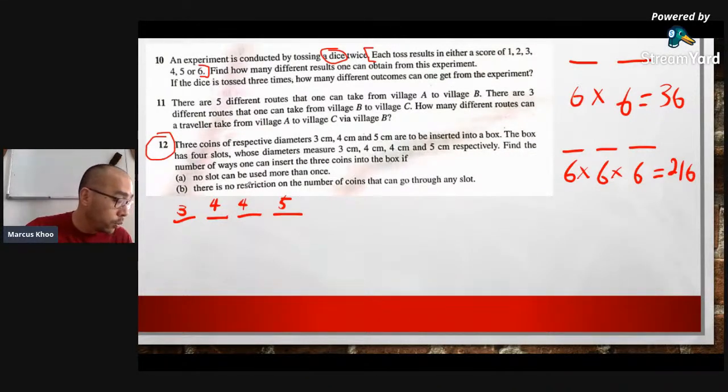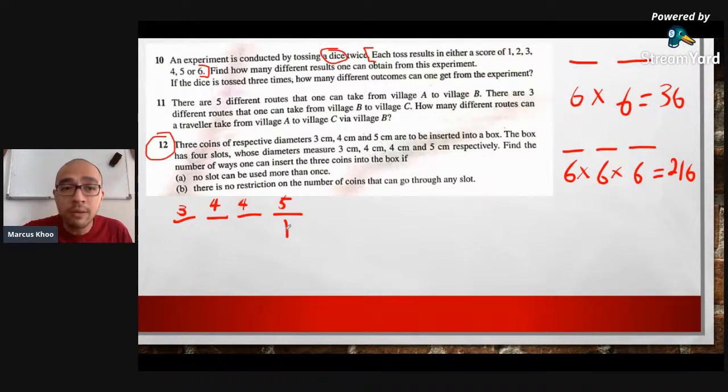Okay, so how will we do this? Let's consider the 5 cm one. What coins can go into the 5 cm slot? But remember, we need to put all 3 in, so that means there's only one way.